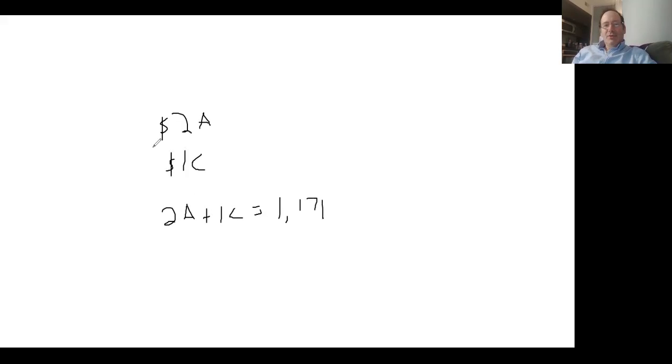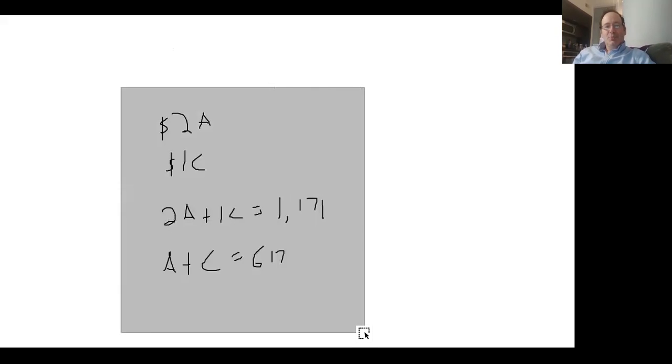1171. And then you know the sum of the adults and children, because A represents the number of adult fares, C represents the number of child fares. That's got to equal 617. So the only one that matches that is D. But again, do it in 2 parts. Figure out each part separately, and it'll be pretty straightforward as to what the answer should be.